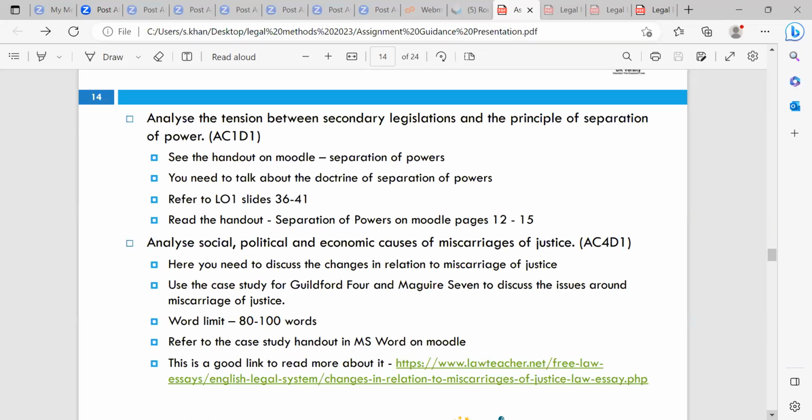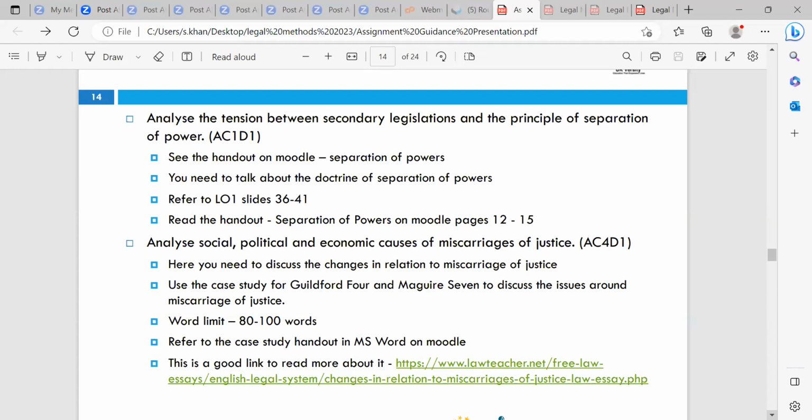Analyze social, political and economic causes of miscarriages of justice, AC 4D1. Here you need to discuss the changes in relation to miscarriages of justice. Use the case study for Guildford 4 and Maguire 7 to discuss the issues around miscarriages of justice. Word limit 80 to 100 words. You need to refer to the case study handout in Microsoft Word on Moodle.